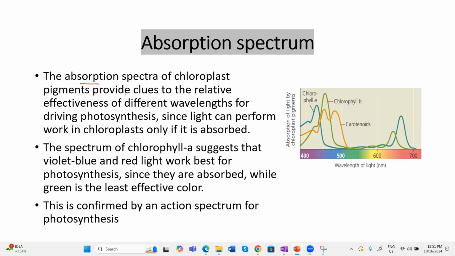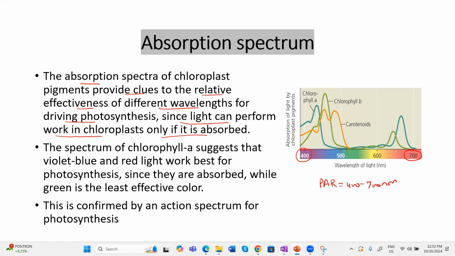Because it will give you the clue of the effectiveness of different wavelengths for driving the process known as photosynthesis. Means they will give you the clue which light is essential for photosynthesis, because light can perform work in chloroplast only if it is absorbed. Clear, beta? So first of all, understand this 400 to 700 is your PAR. PAR ranges from 400 to 700 nanometer.